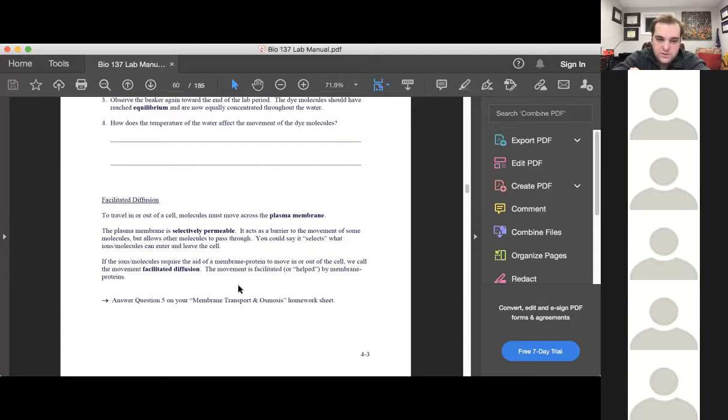There's a bolded sentence down there that says, if the ion molecules require the aid of a membrane protein to move in and out of the cell, then it's facilitated diffusion. Examples of facilitated diffusion would be symporter, uniporter, or antiporter.